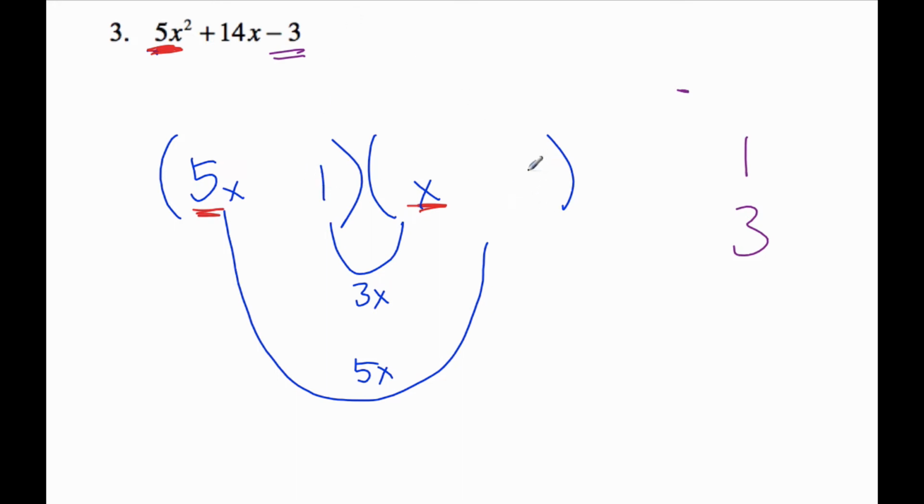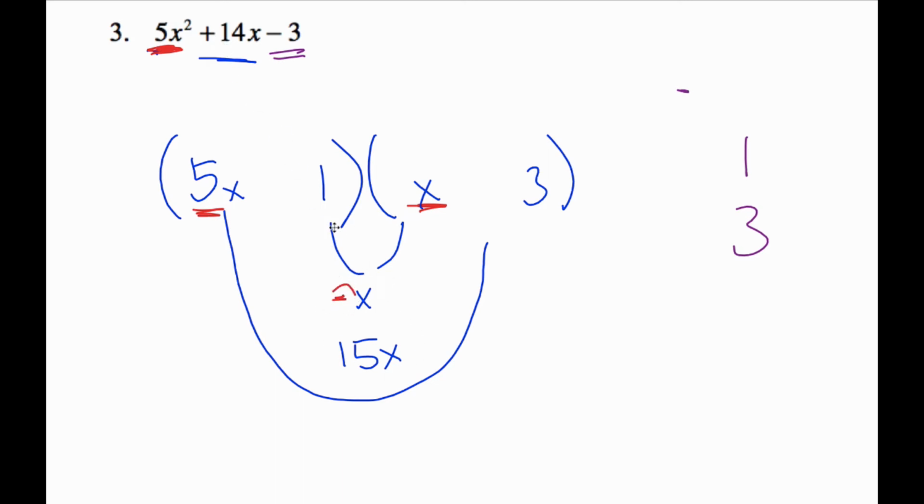Try 1 and 3. And I do the same thing. I'm looking to add to get 14. So I get 1x and 15x. Could I add or subtract those to get a positive 14? Yes. If I make this negative one, then I will get a positive 14.